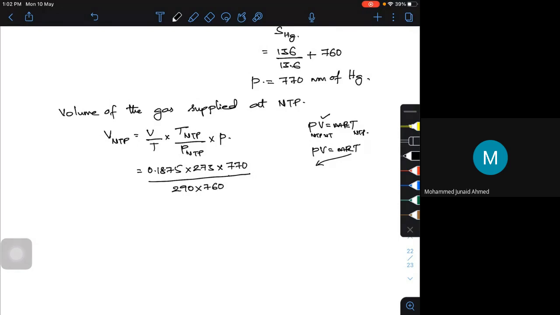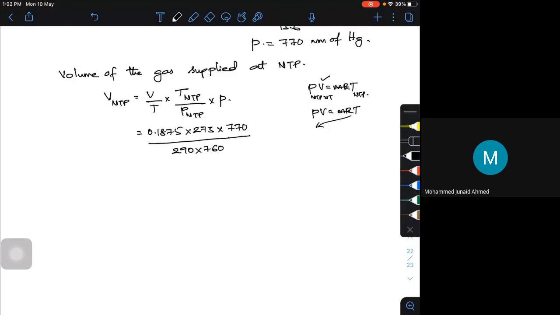Look at this, numerator and denominator are both in millimeters of Hg, so automatically I get the result directly in meter cube. This value will be in meter cube per minute. So the volume of the gas at NTP I am getting is around 0.178 meter cube per minute.